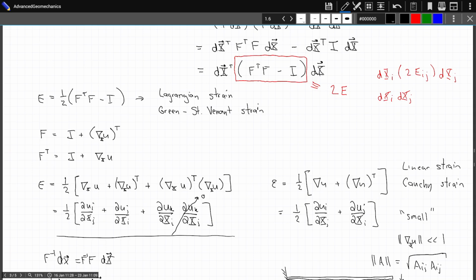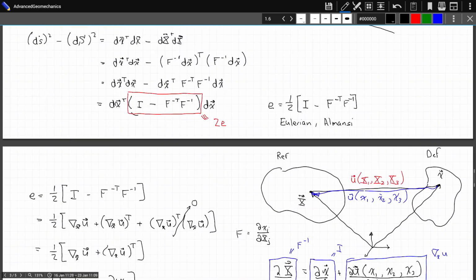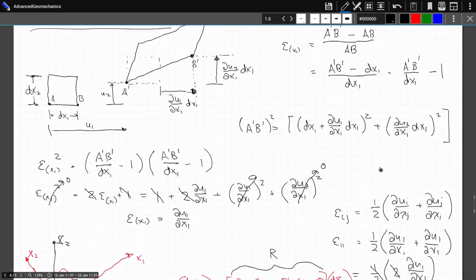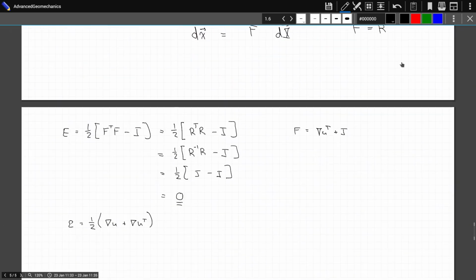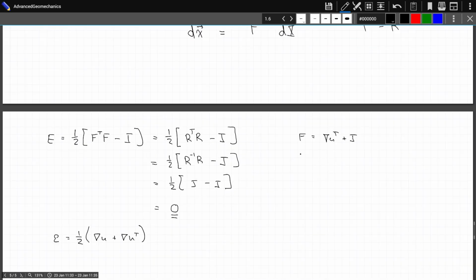So we can solve that equation for grad U transpose, right? We can rearrange this equation so that grad U transpose equals F minus I. Now, using this relationship, we can write our infinitesimal strain with the deformation gradient.